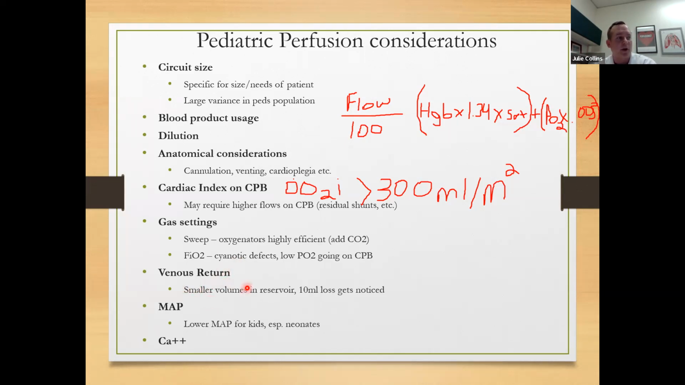Venous return, small volumes in a reservoir, especially on our little kids, 10 mils, it goes a long way. Why do we target lower MAPs for kids, especially neonates? What do we talk about?